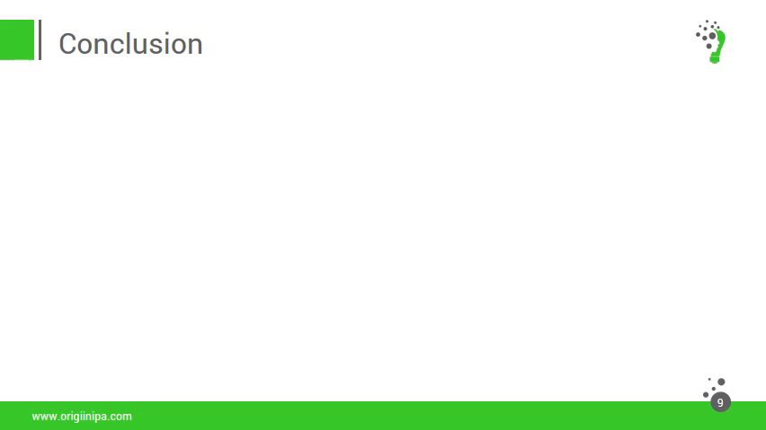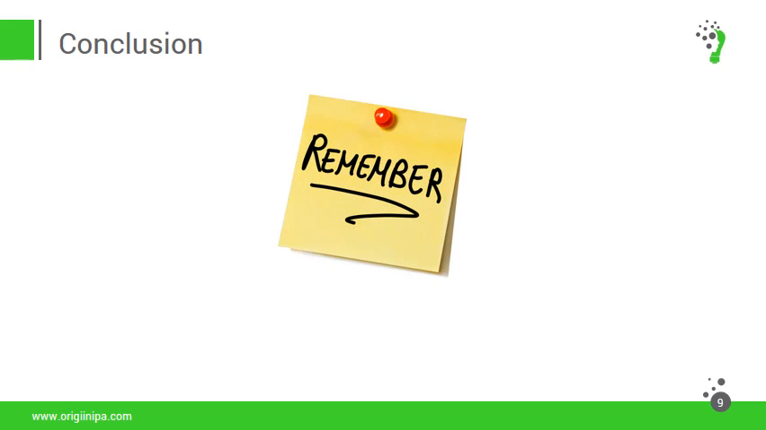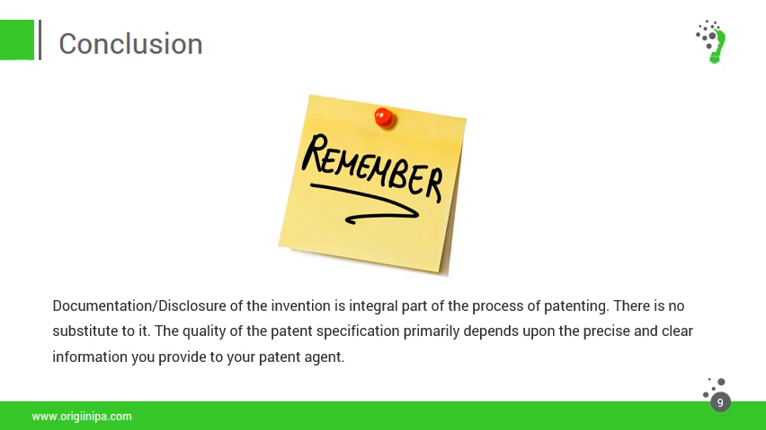Let us conclude this video by stating that documentation or disclosure of the invention is an integral part of the process of patenting. There is no substitute to it. The quality of the patent specification primarily depends upon the precise and clear information you provide to your patent agent. Even though it takes 1 or 2 days extra, it makes a lot of sense to spend some time and write the invention description patiently.